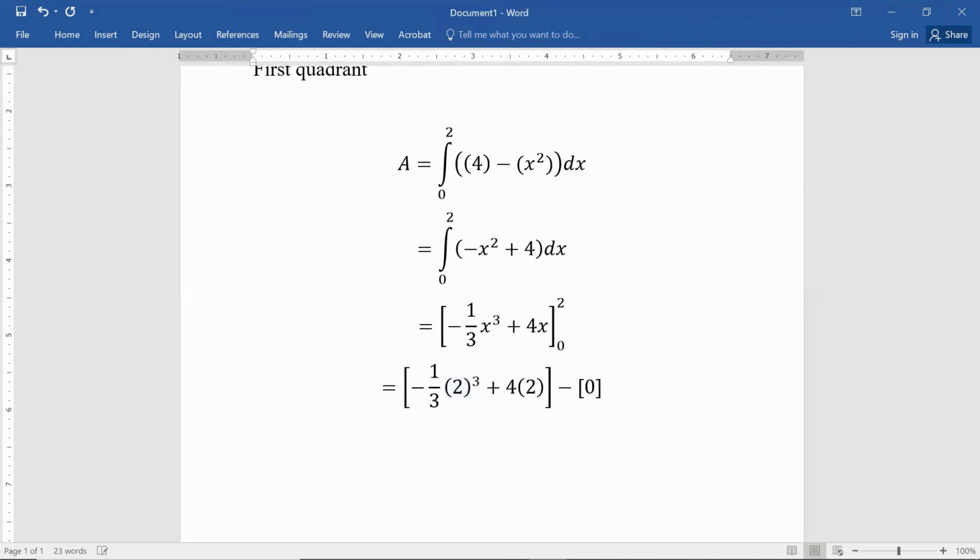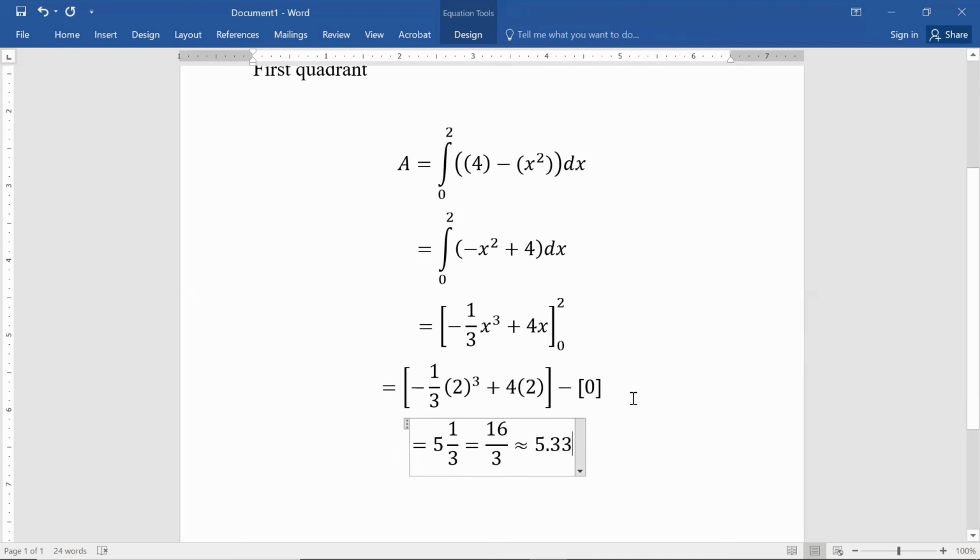What I ended up with as a final answer is 5 1/3 as an exact answer. If you wanted to do an improper fraction, 16/3. If you wanted to do an approximate value, 5.33, rounded to 2 decimal places.